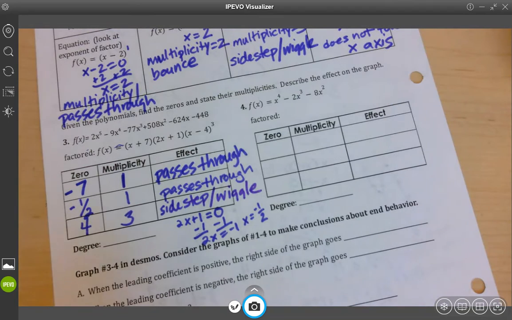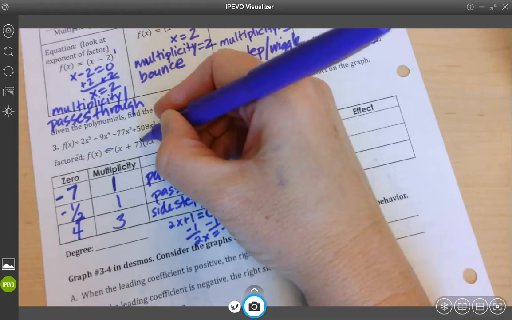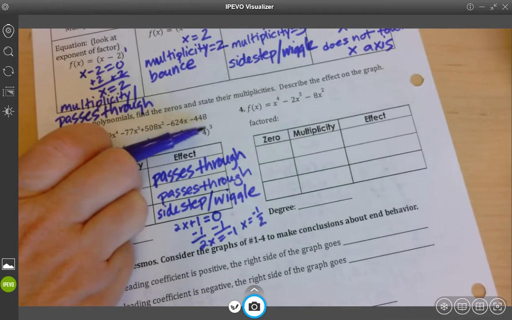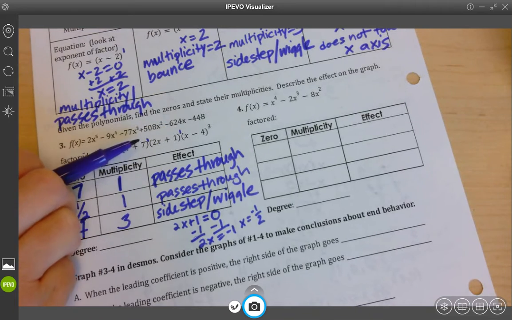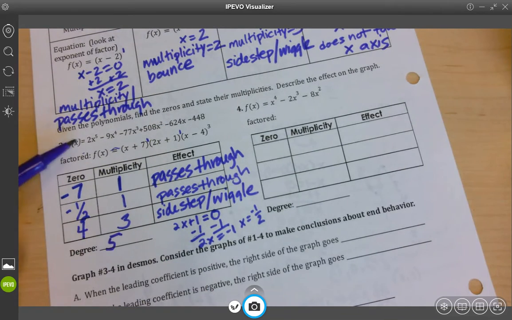Okay. The total degree, we can see in the original equation, the total degree is 5. But if you only had the factored equation, you could still find the total degree because you would add up the exponents here. So I have 3 plus 1 plus 1. That also tells me that the degree is 5. Or if you have the original, you can just look for your greatest exponent.